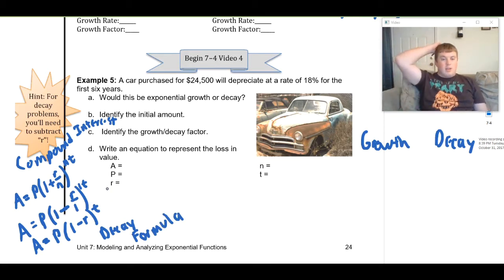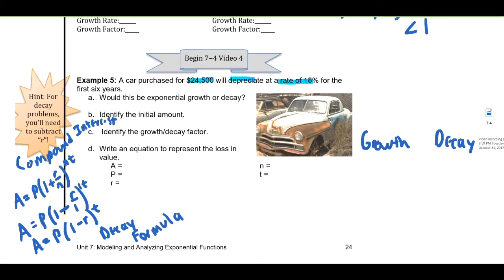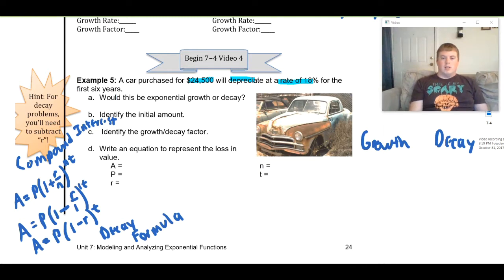So let's go ahead and look at example 5. We are told that a car is purchased for $24,500. We're told that it will depreciate at a rate of 18% for the first 6 years. Now, we're asked first, is this going to be exponential growth or decay? If you don't know what depreciate means, it means that you are losing value.